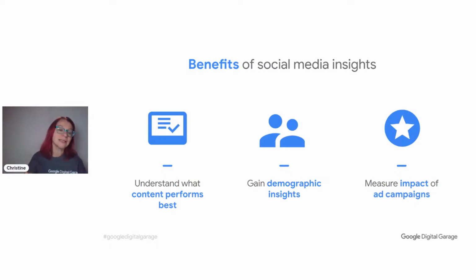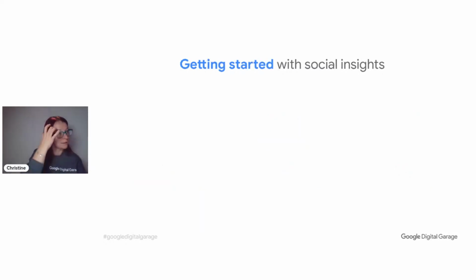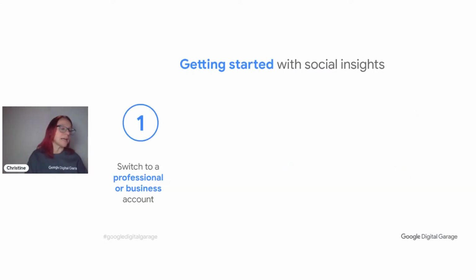The idea is that the insights from your social media platform will help you to do more of what works and less of what doesn't. So in order to get started, the first thing is to check whether you have a business account or a professional account on the particular platforms that you're interested in.